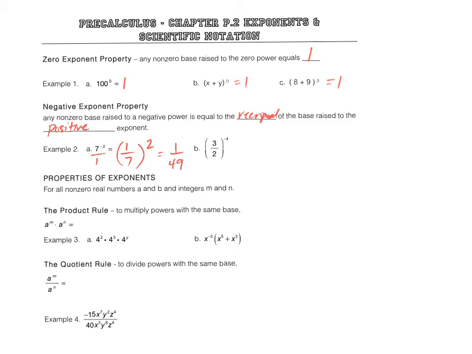In B, 3/2, the reciprocal is 2/3, and then again the negative goes away, so we have a positive 4 for our exponent. When we simplify that, we get 16 over 81.